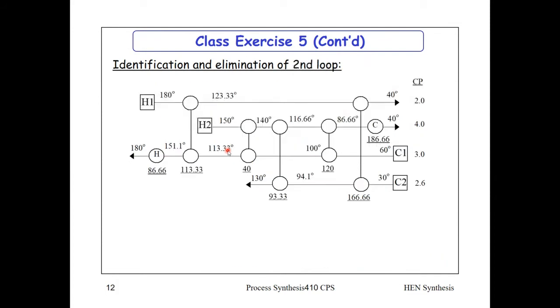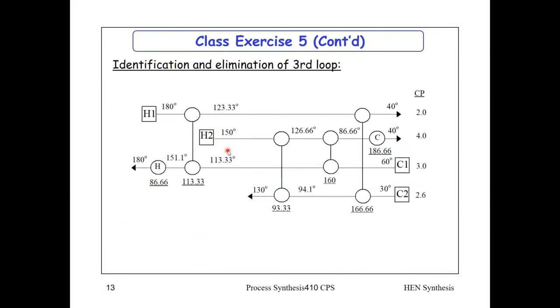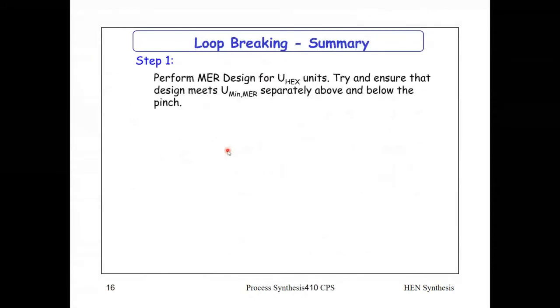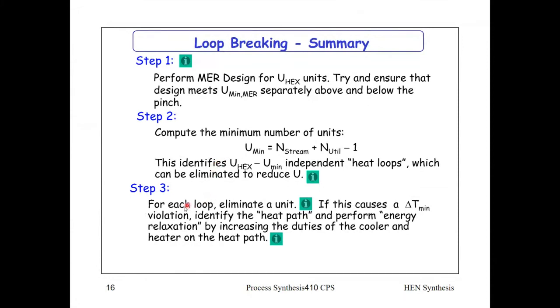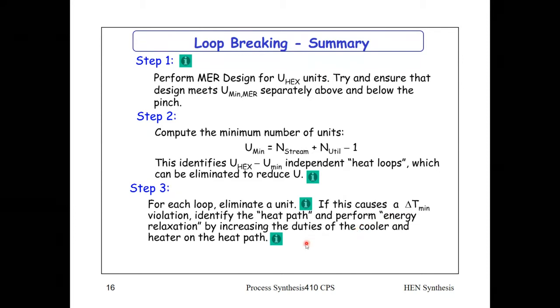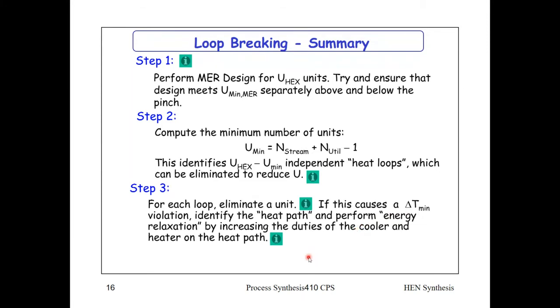Now we can go on to finishing, summarizing what we did in these lectures. Right, so for each loop, eliminate a unit. If this causes a delta Tmin violation, identify a heat path and perform energy relaxation by increasing the duties of the cooler and heater on the heat path. And that way, let's say that there are 3 independent heat loops. That means you can eliminate 3 exchangers.